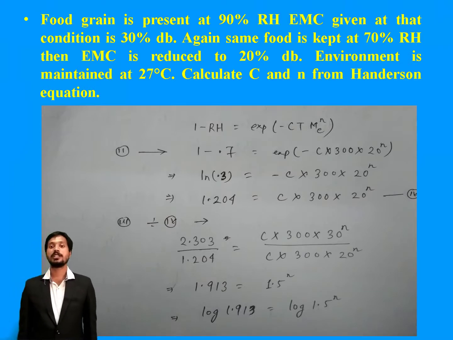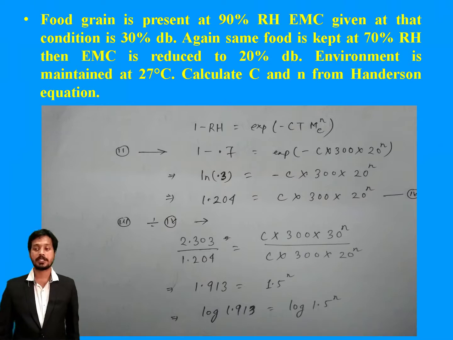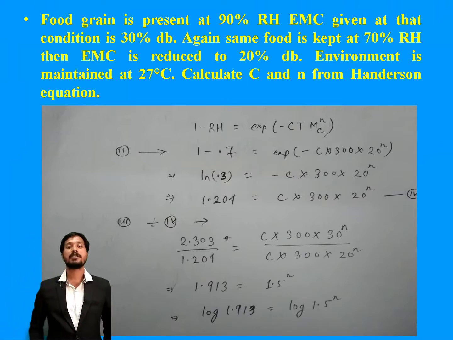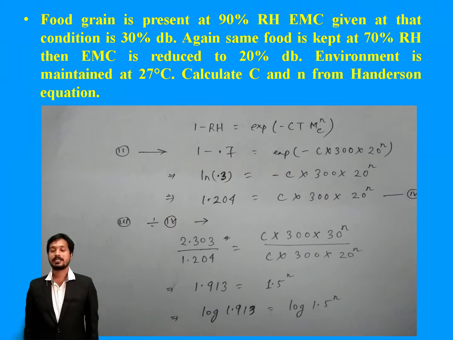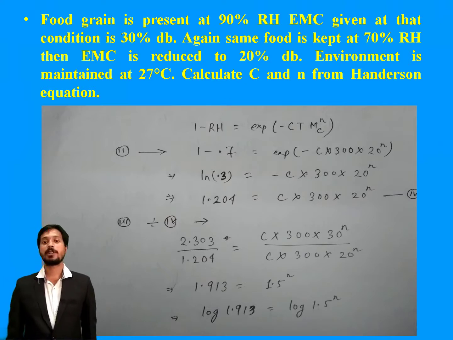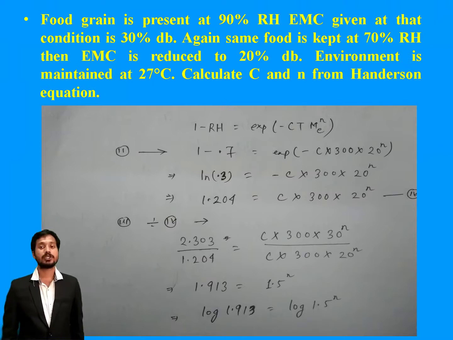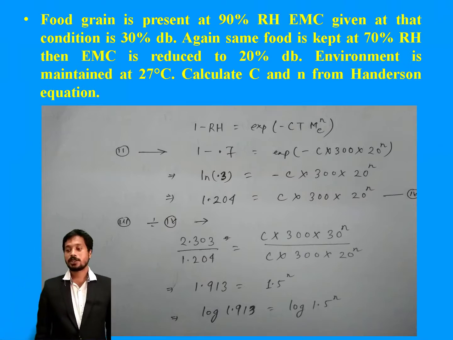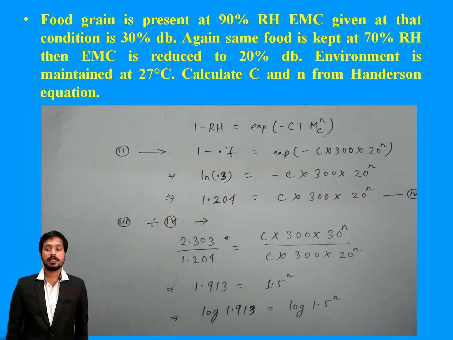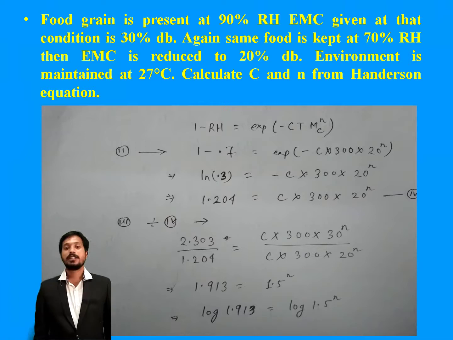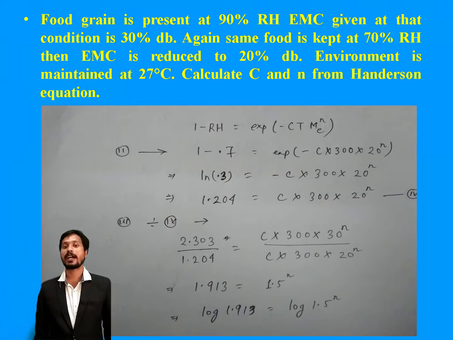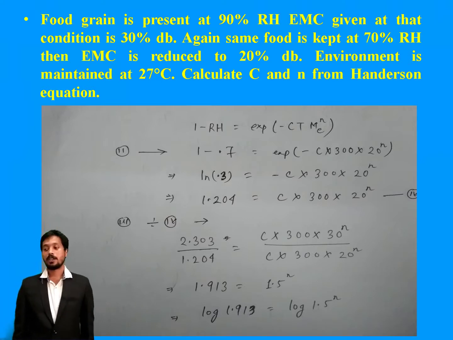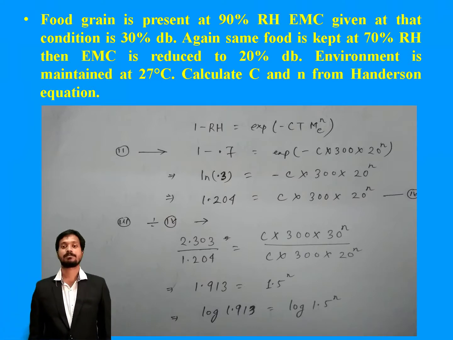So these two equations, if I divide the third and fourth equation, then on the left hand side it comes 2.303 by 1.204 equals C into 300 into 30 power n divided by C into 300 into 20 power n. So ultimately it's coming 1.913 equals 1.5 power n, and then if I take log on both sides, it comes log of 1.915 equals log of 1.5 power n.